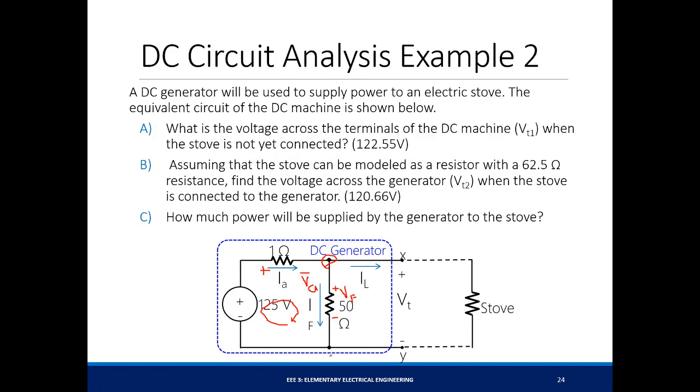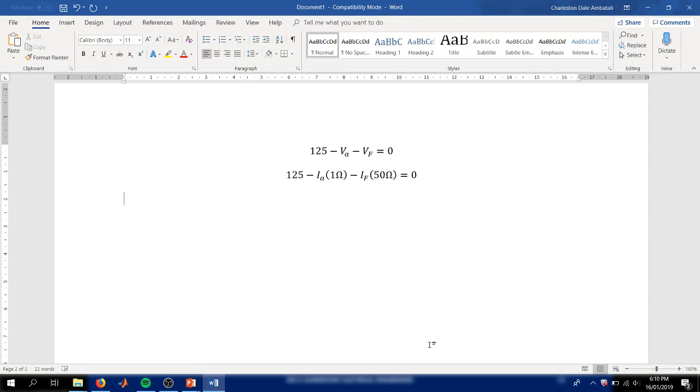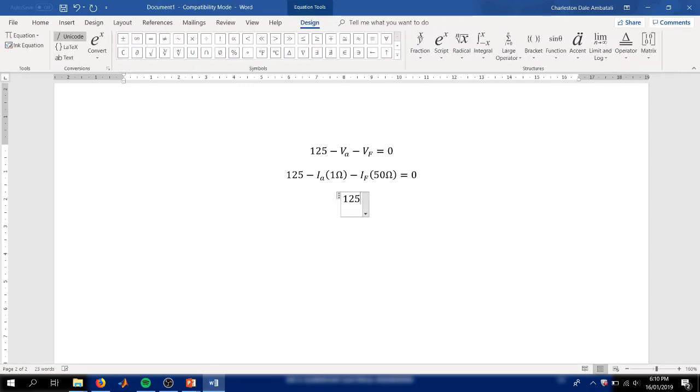And also the same Ohm's law right here, that is equal to IF times 50 ohms right here. That is equal to 0. Now given that IA is equal to IF, we can now substitute the variables from here, minus IA times 50 ohms, and that is equal to 0.